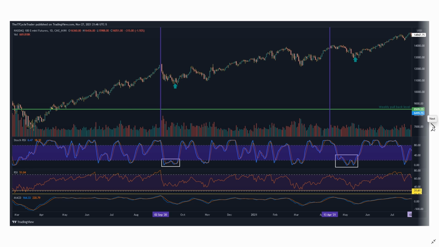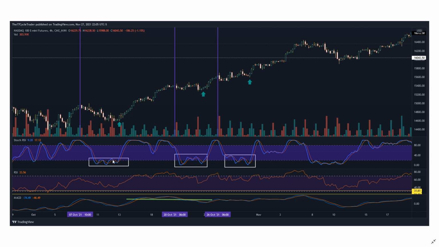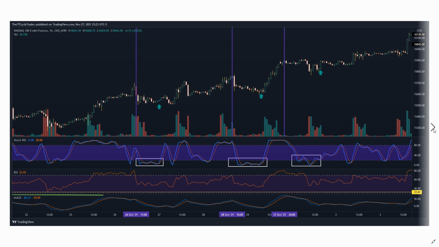We are now going to the 4-hour chart. You have one example here, a second example, and a third example. Do I need to repeat myself? Not necessarily. So let's go to, what do we have next? The hourly chart. Yes, on the hourly it is more of the same.